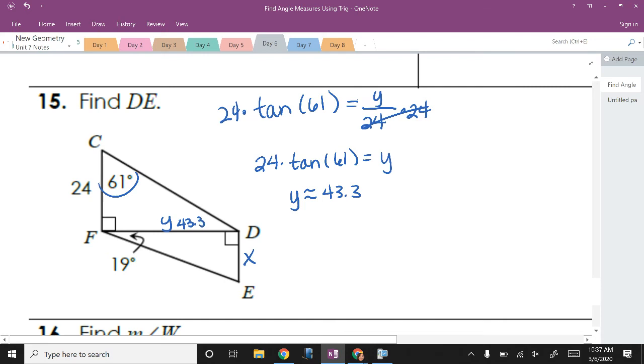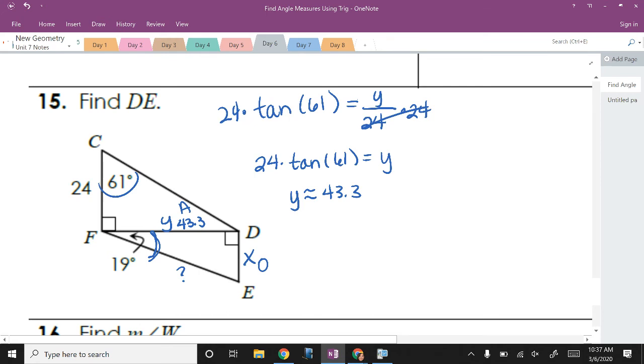Okay, so now I can use that information to help me with the bottom triangle. And I'm trying to find this segment DE over here that I've labeled X. So I have a 19-degree angle right there. Do you think we're going to use sine, cosine, or tangent to get X? Right, X is opposite from that 19-degree angle. And the 43.3 that I just found is adjacent to the 19-degree angle because I don't have the hypotenuse of that triangle. Y'all see that?